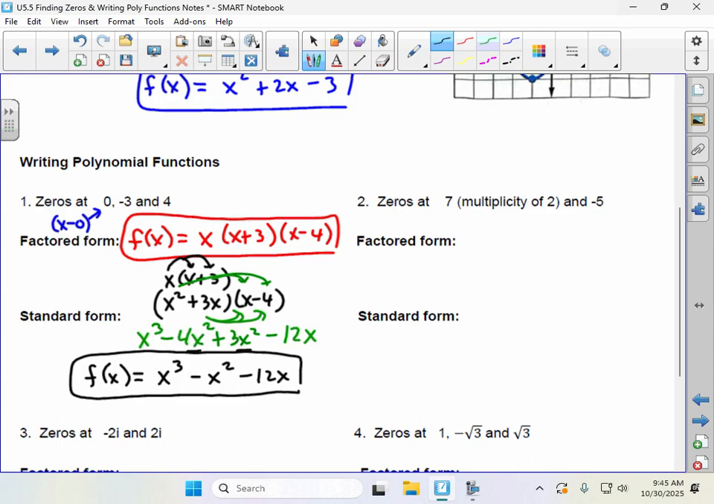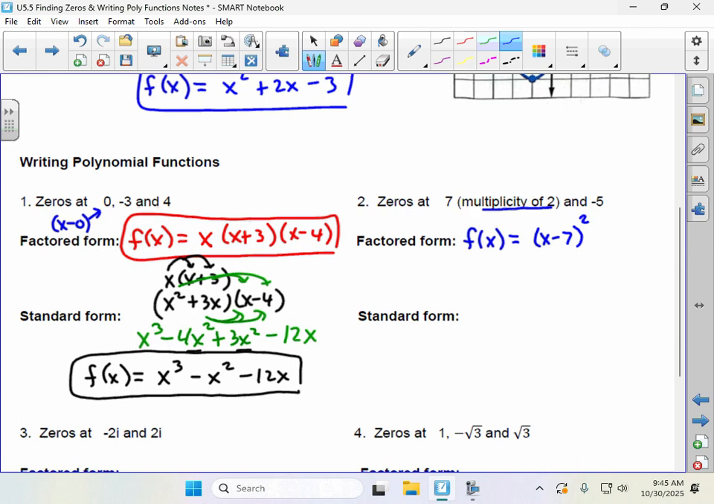And we don't have any parentheses in standard form. All right, number 2, the zeros are 7, and it has a multiplicity of 2, and then another 0 at -5. All right, so its factor is x minus 7. Now, because it says a multiplicity 2, that means it occurs twice. And if it occurs twice, we're going to put an exponent 2 on there.